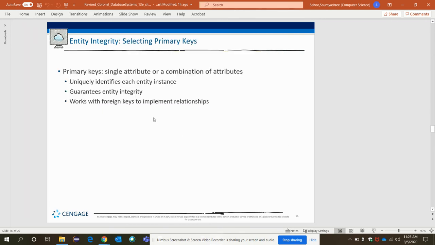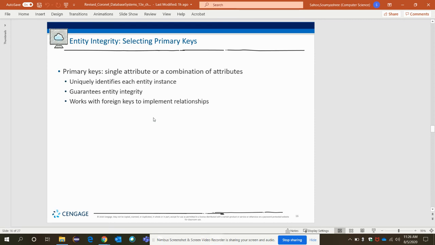The next we have entity integrity, or selecting the primary keys. So what is this about? You already know what a primary key is, right? So, primary key characteristics. The primary key must uniquely identify each entity instance, it must be able to guarantee unique values, and it shouldn't contain null values. And the primary key should not have an embedded semantic meaning.